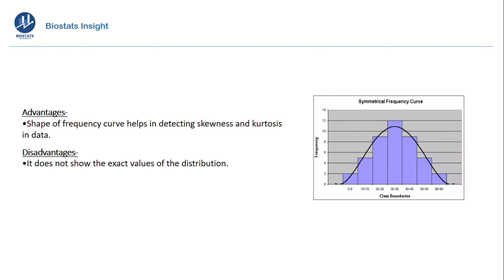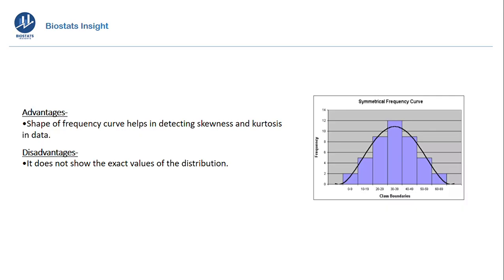But there is a disadvantage. It does not show the exact value of the distribution. It can help you detect whether it is positively skewed or negatively skewed, or whether the distribution is platykurtic or leptokurtic, but it is not giving the exact value. What would the distribution be? It gives you a fair idea.